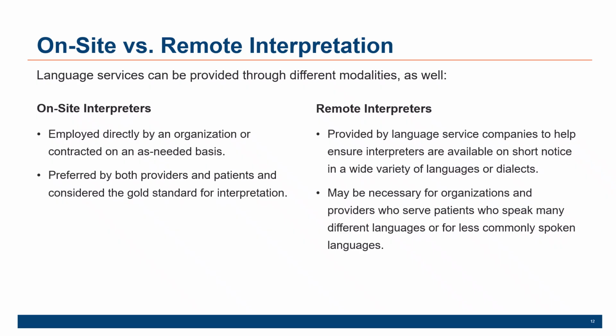Next, let's look at how interpretation is delivered. Organizations can choose between on-site and remote interpretation. On-site interpreters are often considered the gold standard because they allow for full, nonverbal communication and trust building. Remote interpreters, by phone or video, can fill urgent or rare language gaps, especially in rural or on-demand situations. Many organizations use a combination, on-site for frequent languages, remote for less common ones.